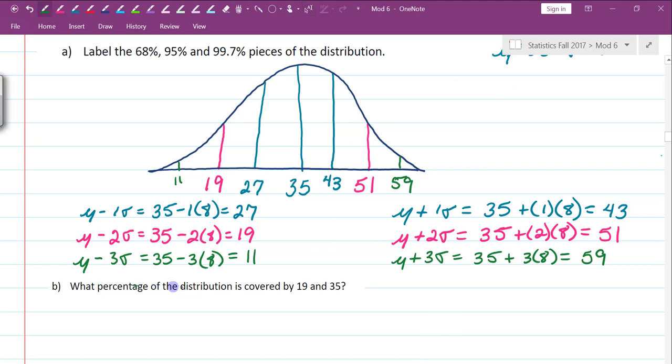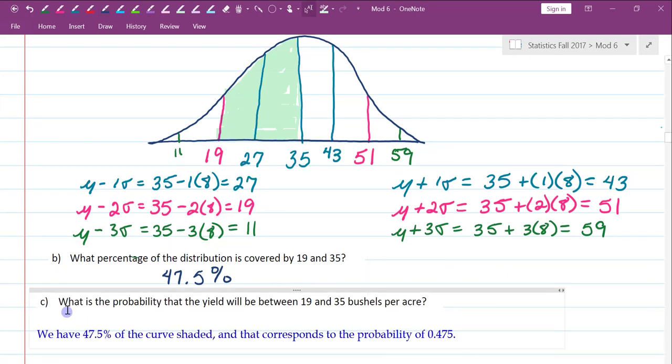Question B says, what percentage of the distribution is covered by 19 to 35? So 19 to 35, that would be this part over here, this part right in here. And what area under the curve is that? Well, this goes to 2 standard deviations, right? So if we take 95 and we divide it by 2, we know that the percentage, because it's asking for it to be percentage, would be 47.5% is covered by the 19 to 35 bushels yield per acre. Okay, so 47.5% of the farmer's fields would yield between 19 to 35 bushels of wheat per acre.